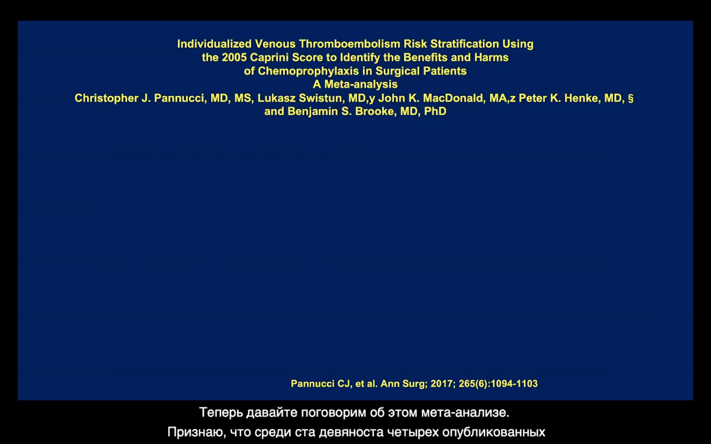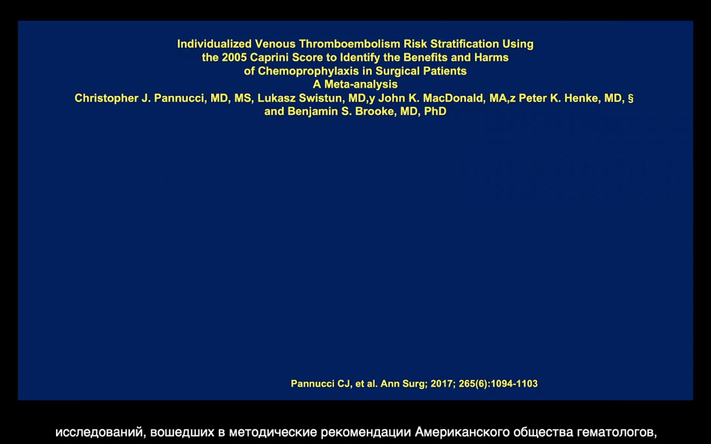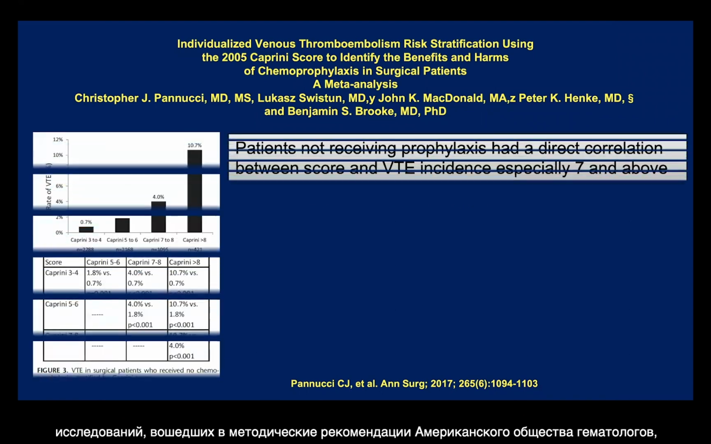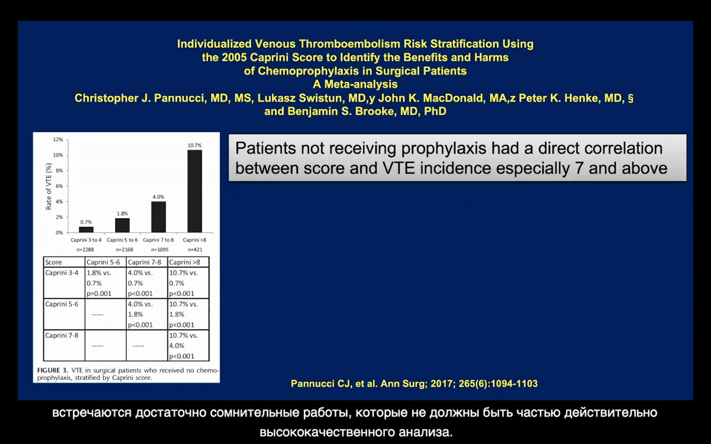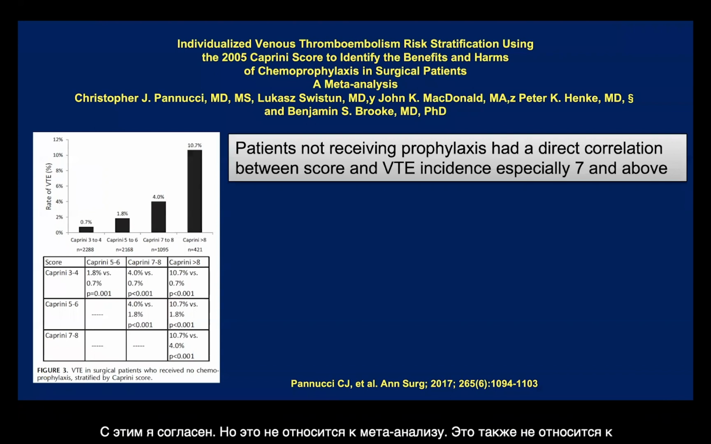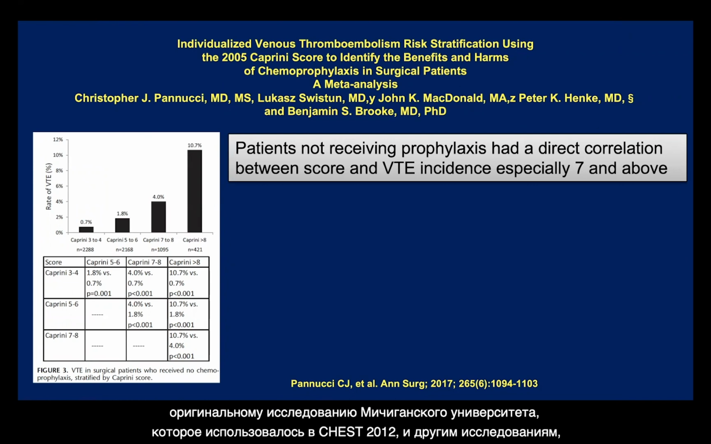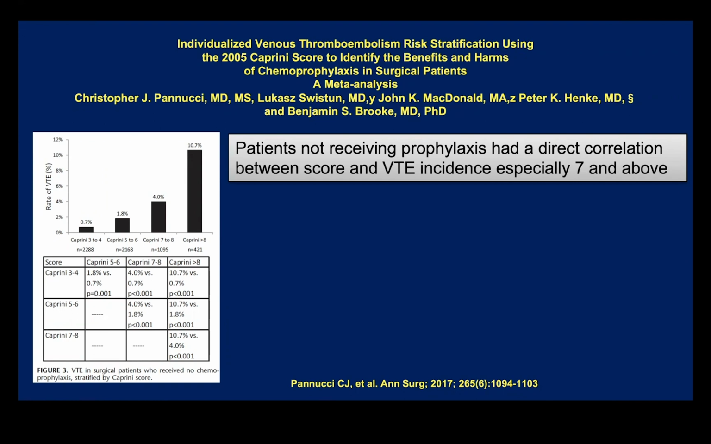Now let's talk about this meta-analysis. I'll grant you that in 194 studies published, the ASH guidelines would judge many of those not to be suitable for inclusion in their very high quality analysis. I grant them that, but that's not true with the meta-analysis. And also it's not true of the original study that was used by CHEST 2012 from the University of Michigan and the other studies that showed the value of the score.